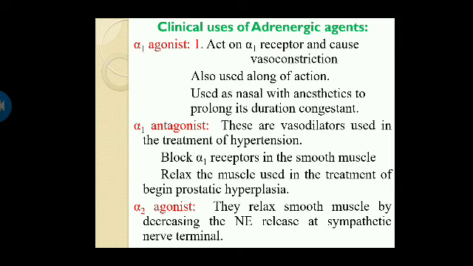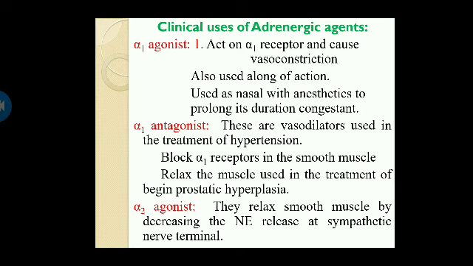They are used to treat hypertension, to decrease the BP. Next one is blocking alpha-1 receptors in smooth muscles. These antagonists block the alpha-1 receptors that work on smooth muscles, relaxing the muscles, which is the treatment of benign prostatic hyperplasia. Prostatic hyperplasia is nothing but prostate enlargement. Hyper means increase. Prostate enlargement may cause difficulty in urination.